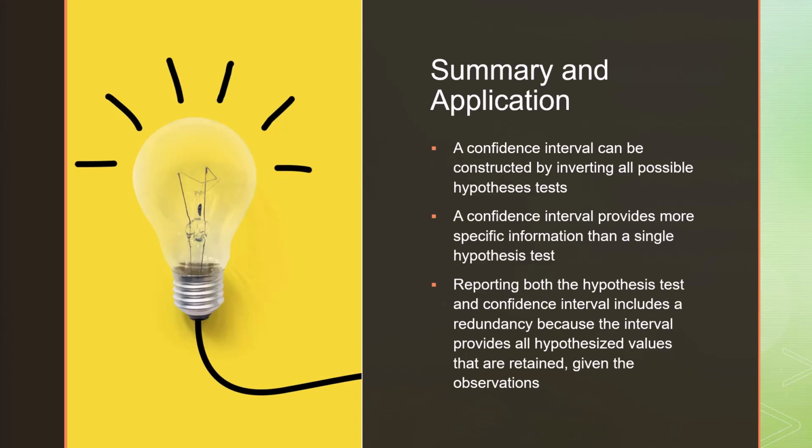Reporting both the hypothesis test and confidence interval includes a redundancy because the interval provides all hypothesized values that are retained given the observations. If you tell me that a value is in the confidence interval, I can tell you that hypothesizing this value will lead to retention rather than rejection. Similarly, if a hypothesis is not in the interval, then using the observations to test that hypothesis is going to result in a p-value less than the nominal alpha, and the hypothesis can be rejected.